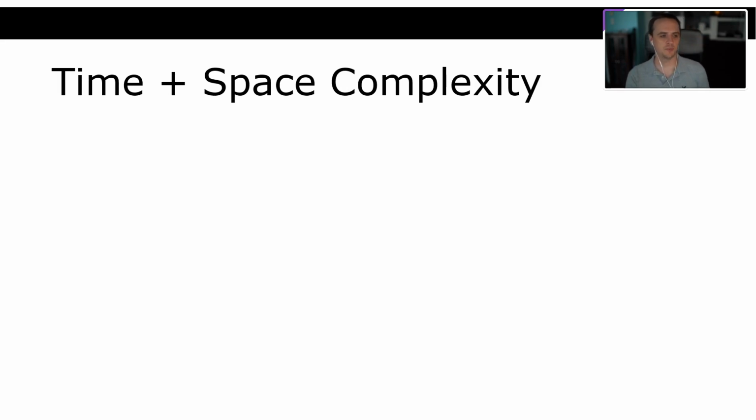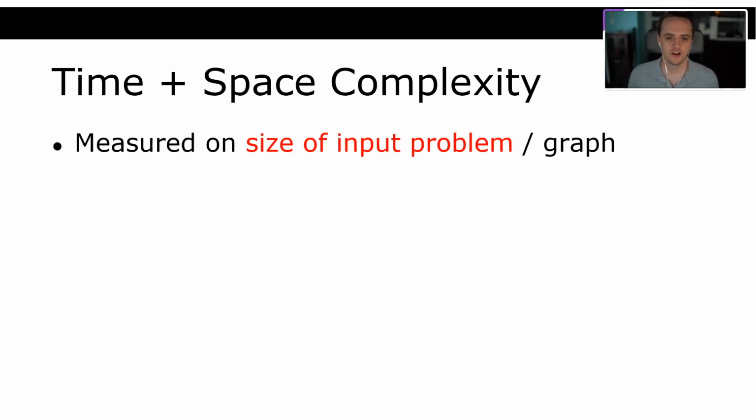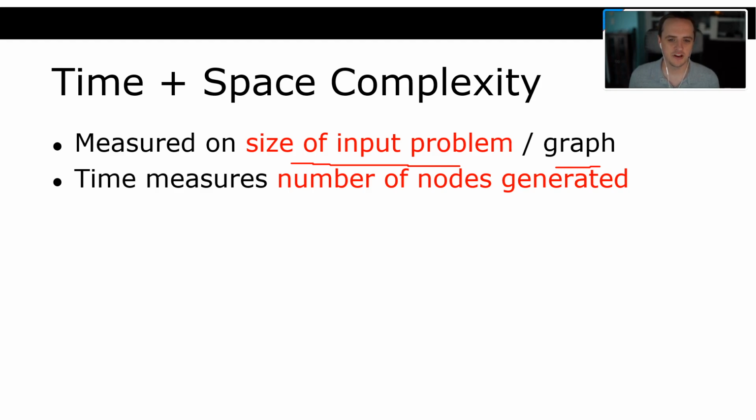So time and space complexity are going to be measured on the size of the input problem or the input graph, okay? And the time is going to be measured in terms of the number of nodes generated. So the number of nodes generated in the search is going to determine our time complexity, and the amount of nodes that we have to store is our space complexity. And we don't talk about how many seconds it took, right? Or how many hours it took to do the search. We're talking about the number of nodes that you had to generate.